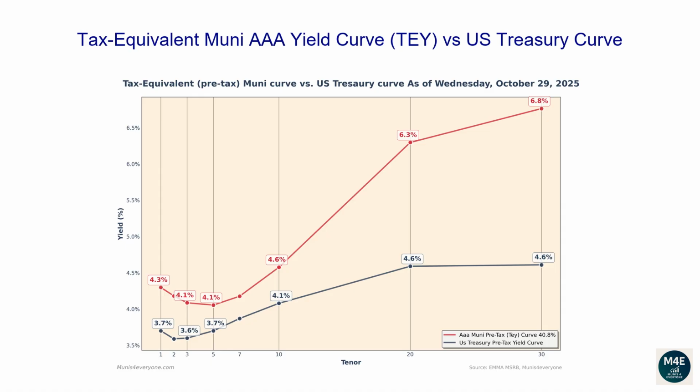Observing the current graph, we can see that currently all the Muni tax-equivalent yields, based off a 40.8% tax rate, are above Treasury yields. When this scenario happens, it may be less convenient for investors to buy US Treasury bonds. For example, if you wanted to buy a 30-year bond, a AAA Muni bond would yield 6.8% compared to a lower yield of 4.6% from a Treasury bond.